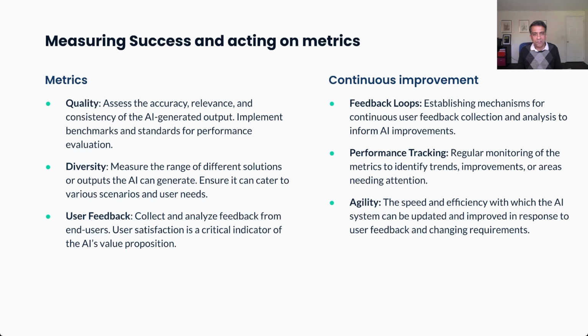And as you're gathering metrics, you should continuously improve the product. Your feedback loops should inform AI improvements. And you should be measuring these metrics continuously, not just one time. And based on what you learn, you should be updating the AI system. And make sure you're able to update the AI system in response to the user feedback and changing requirements.